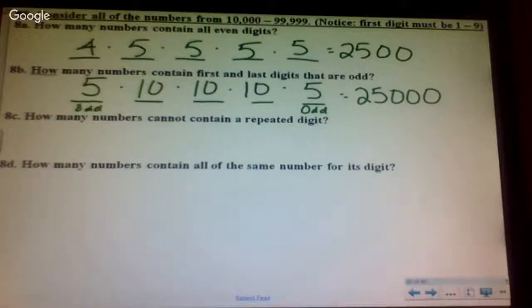How many numbers cannot contain a repeated digit? Be careful with this one, because we're still talking about the fact that the first digit has to be anything 1 through 9. So how many options do I have here? 9. We're not counting 0. These can be anything 0 through 9.